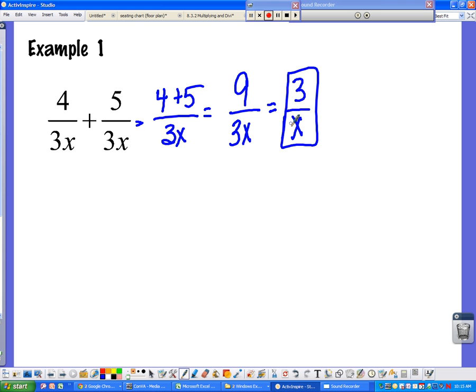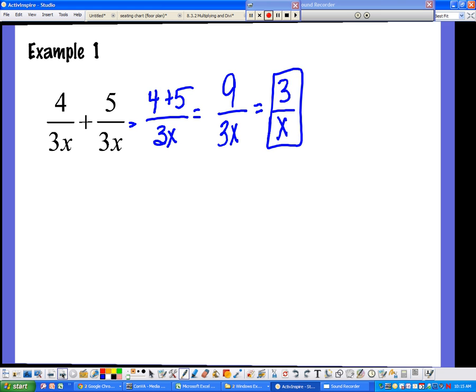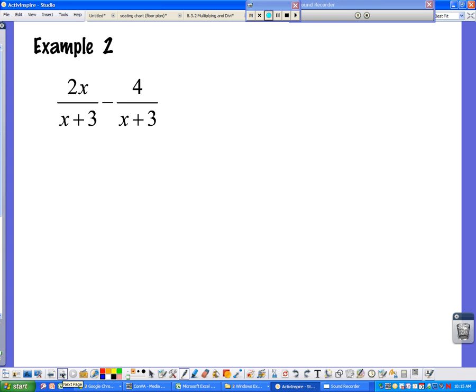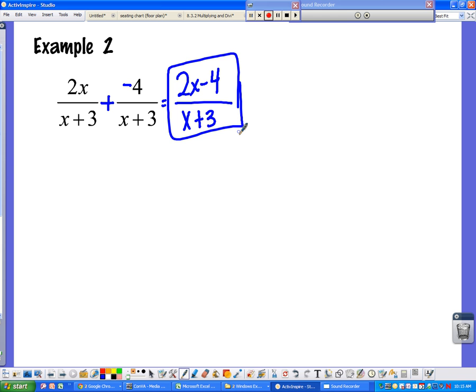Okay? All right, number 2. Same thing. I have 2x over x plus 3 minus 4 over x plus 3. And my denominators are both x plus 3. The only difference is, since this is a minus, remember we're going to change that to a plus and change everything that comes after that to its opposite. So on the top, I end up with 2x minus 4 over x plus 3. And it can't be simplified any further. 2x minus 4 cannot be combined.